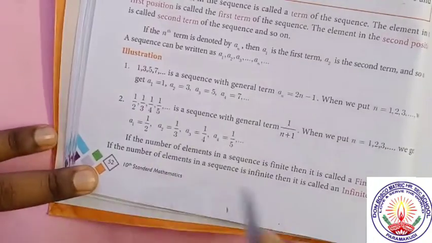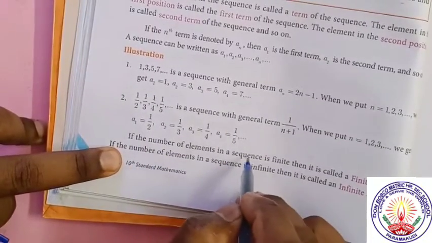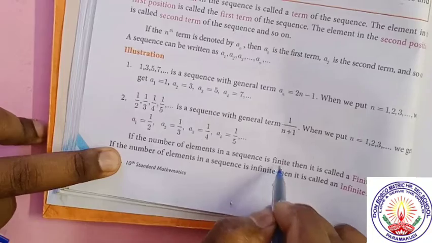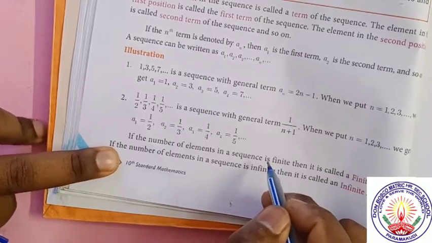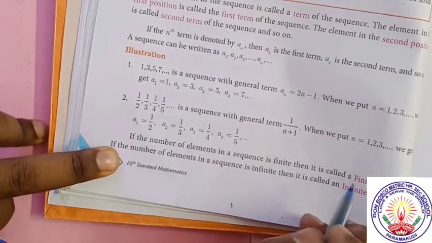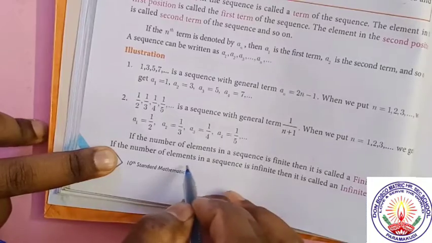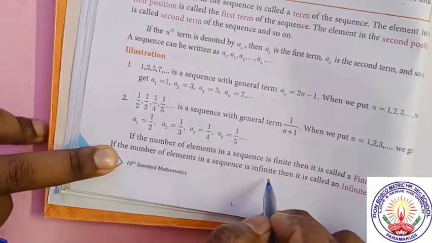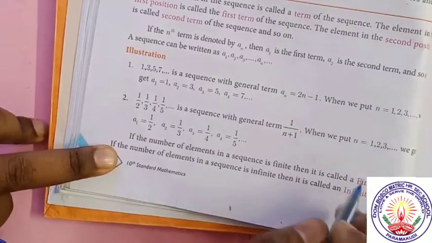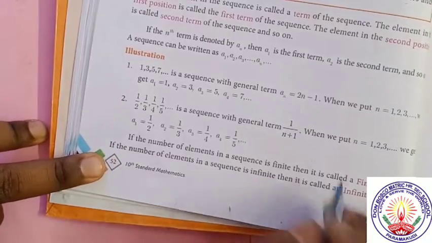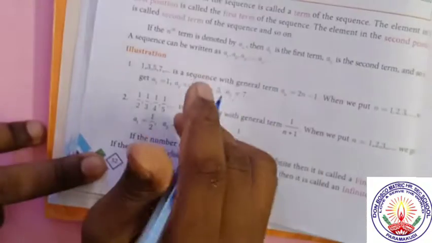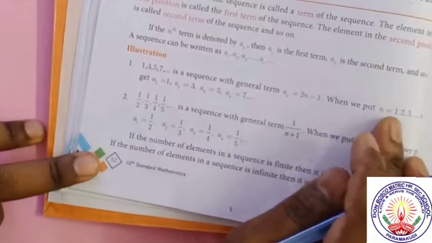Next important point. If the number of elements in a sequence is finite, that is, if the nth term is given, it is a finite sequence. If the number of elements in the sequence is infinite, then it is called an infinite sequence. Finite means the last term will be given. Infinite means the last term is not given.